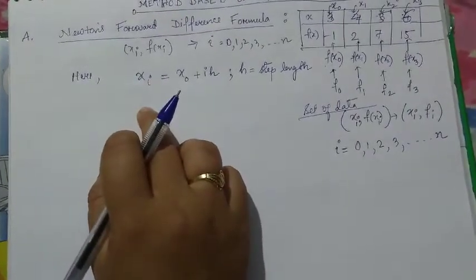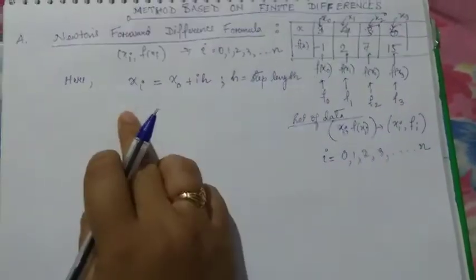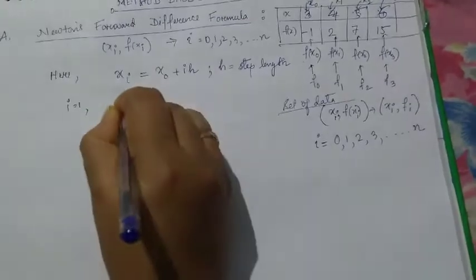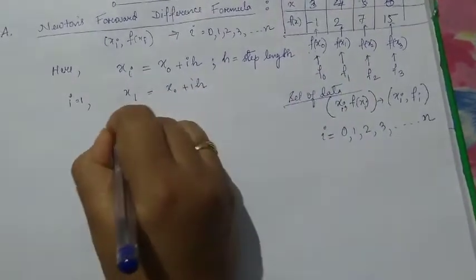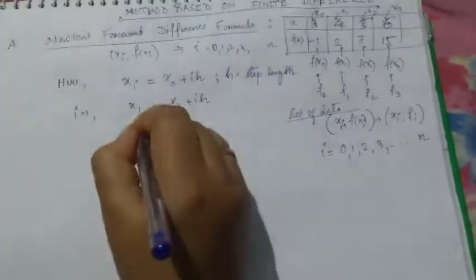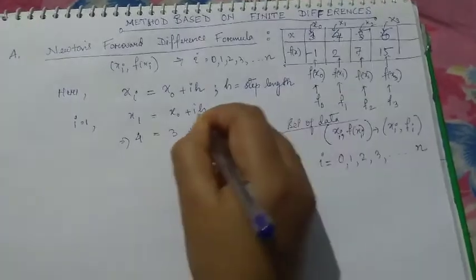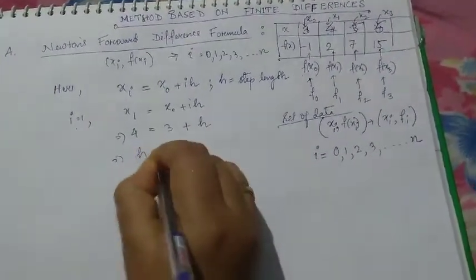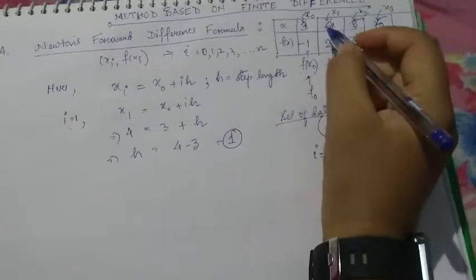Now here xi means it can be x1, it can be x2, it can be x3. Suppose you write x here in this case of data, what is x1? If I write i equal to 1, then x1 equals x0 plus ih. So x1 is how much here? 4, and x0 is 3, i is 1, so h is equal to 4 minus 3, that is equal to 1.